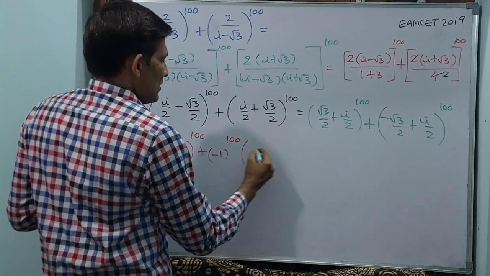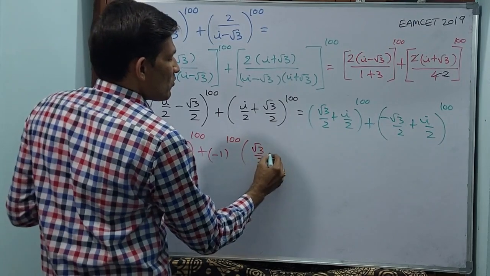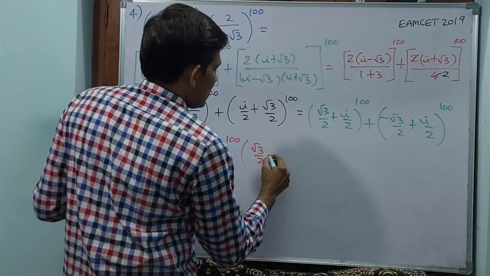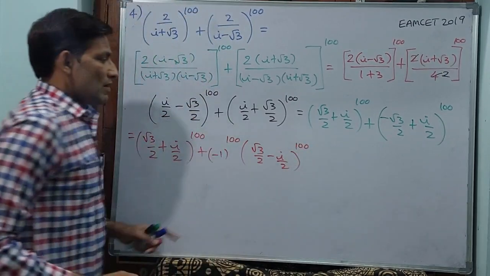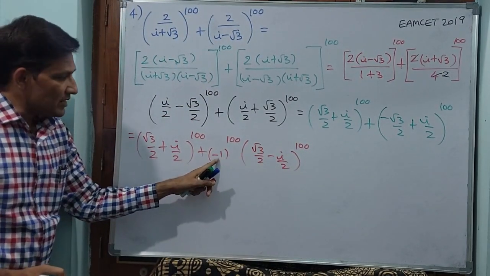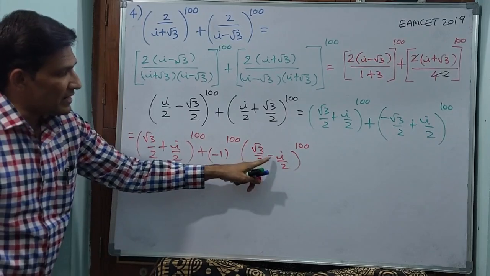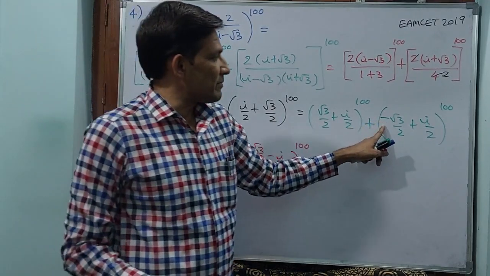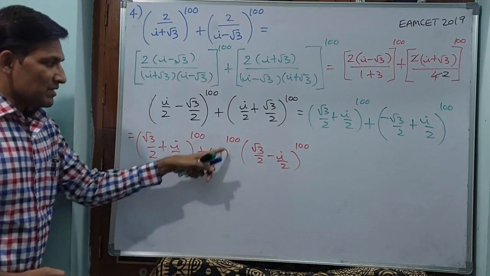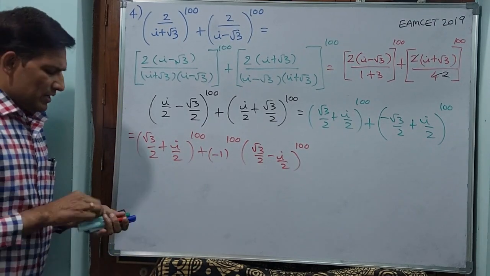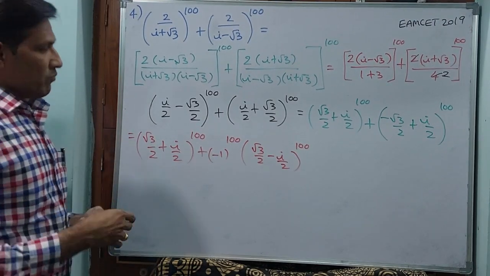Now see what will happen here. √3/2 only will come, but carefully, −i/2 will come. Why? Because −1 you have taken out. If you send −1 again, this becomes minus, this becomes plus. Now you understand this logic? (−1)^100 is 1 only. Now proceed further.